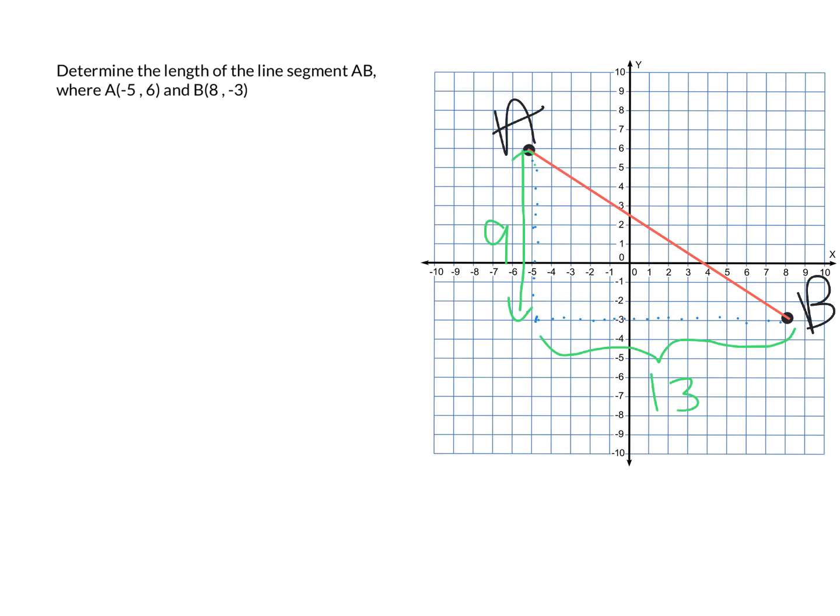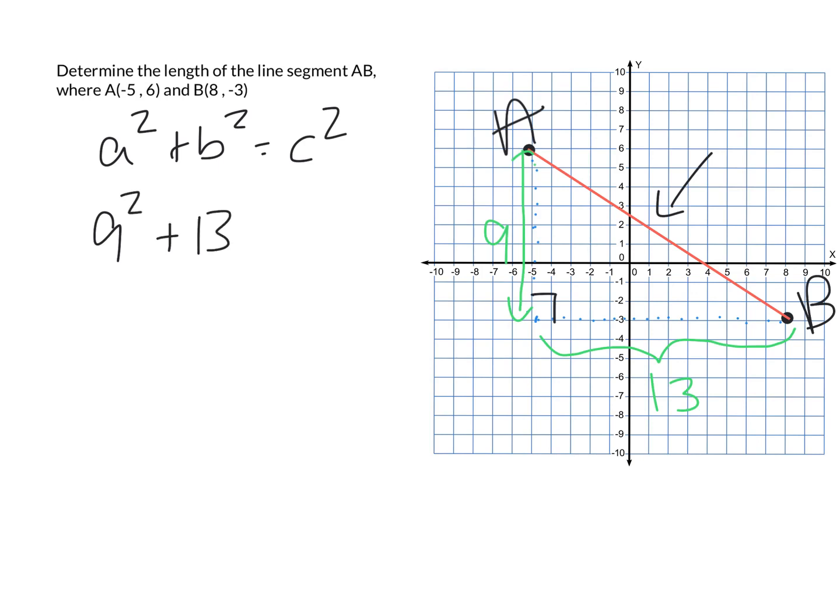So now, because it's a right angled triangle and I'm trying to find the hypotenuse, which is known as C, I'm going to use a squared plus b squared equals c squared. And I know that it would be 9 squared plus 13 squared equals c squared.